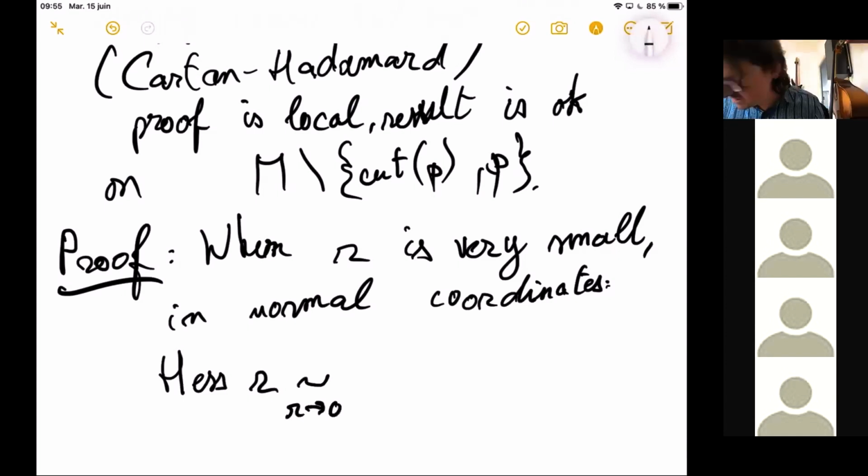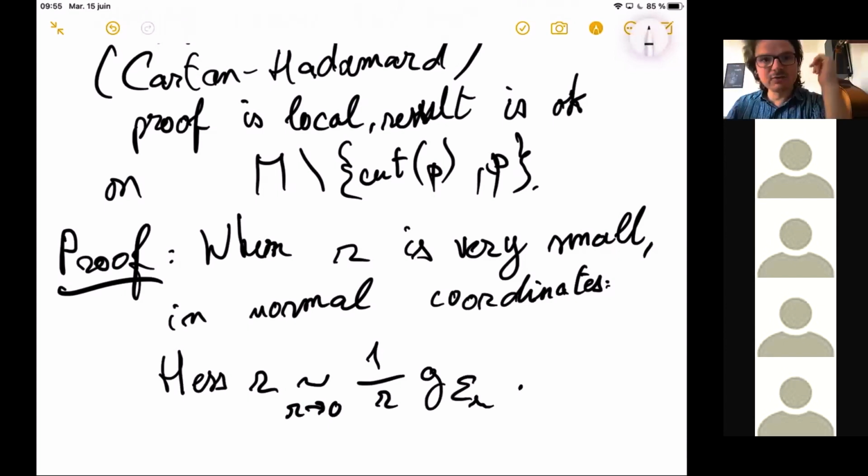and here we are using that we are looking at the distance from a point, to 1 over R g sigma R. Okay? So just as in the model space. And this is something which is a little more complicated in metric spaces, because you don't have the fact that at very small scales, things are flat.